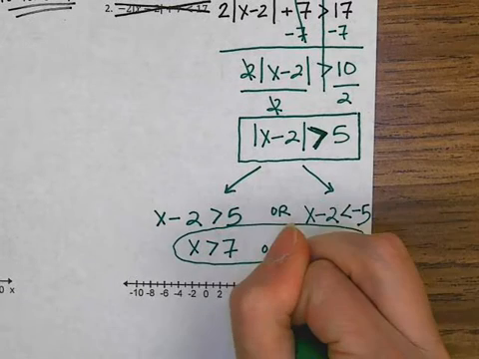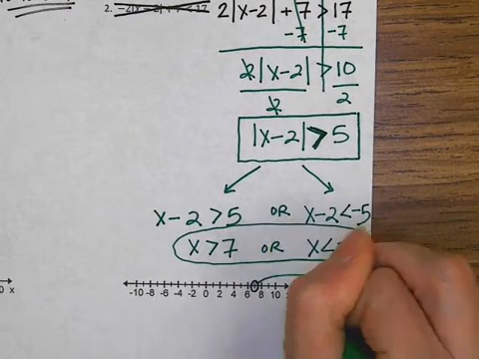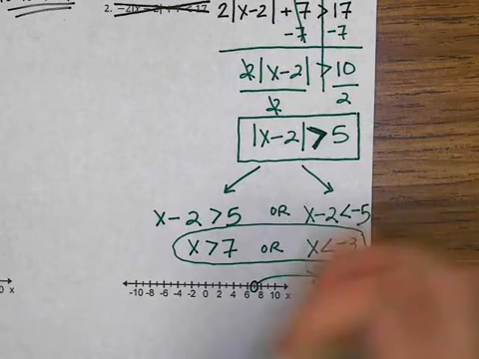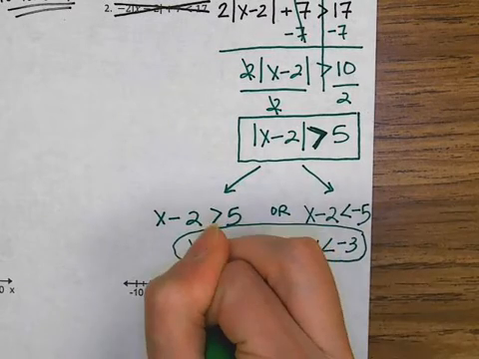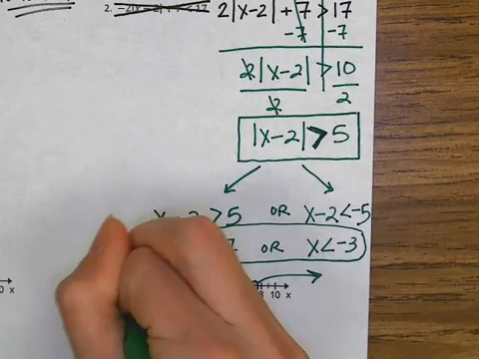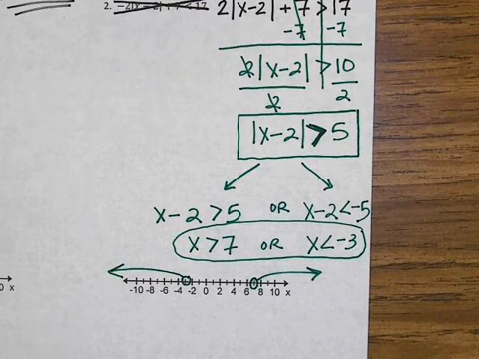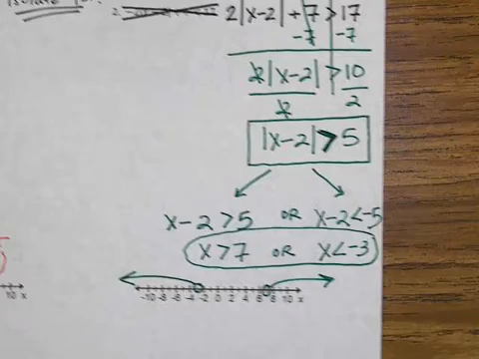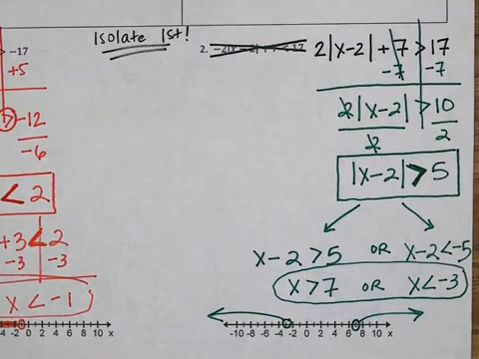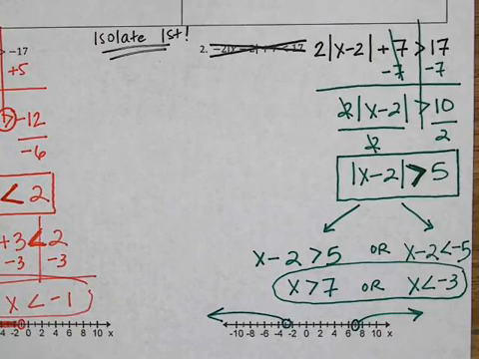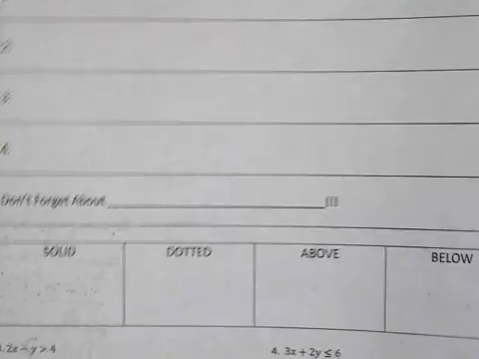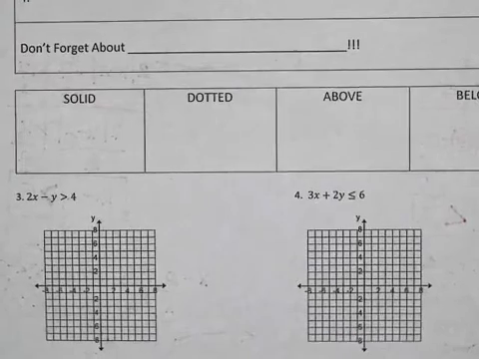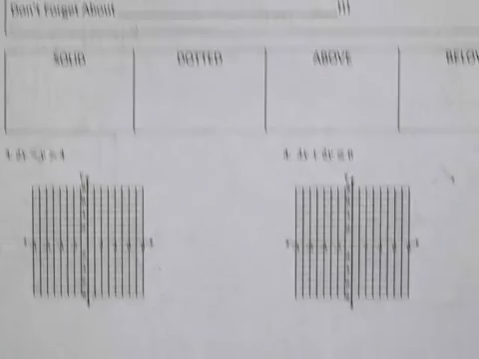So open circle at 7, greater than means this way. Open circle at negative 3, less than means this way. So yeah, that's your classic OR. I know these are not the most fun and easy things, but on the back, if you would like a quick review of graphing these, then feel free to watch us here.